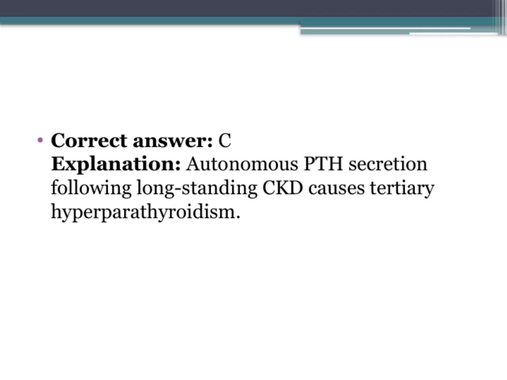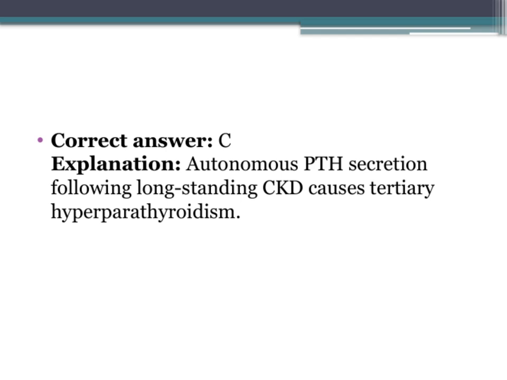The correct answer here is C. Let's break down why that's the case. After long-standing chronic kidney disease, or CKD, the parathyroid glands can start secreting PTH on their own, independent of the usual regulatory signals. This is what's known as autonomous PTH secretion. And when this happens, it leads to a condition called tertiary hyperparathyroidism.